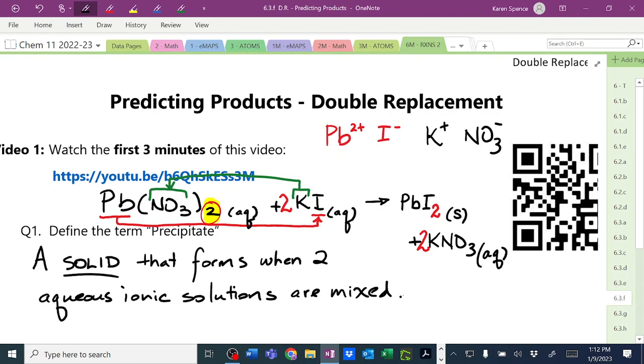So who out of all of the substances in that equation is the precipitate? Is it Pb(NO3)2? Is it KI? Is it PbI2? Or is it KNO3? It is the PbI2, yes indeed. This right here is our precipitate.